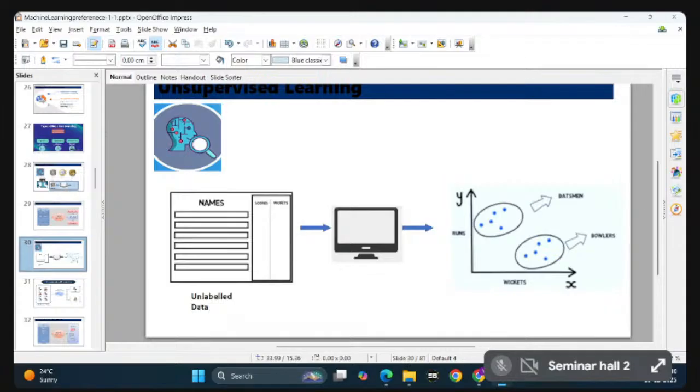This is unsupervised learning. What is unsupervised learning? Training on unlabeled data. So here I have written the example of this cricket team. Now let us take that afterwards.